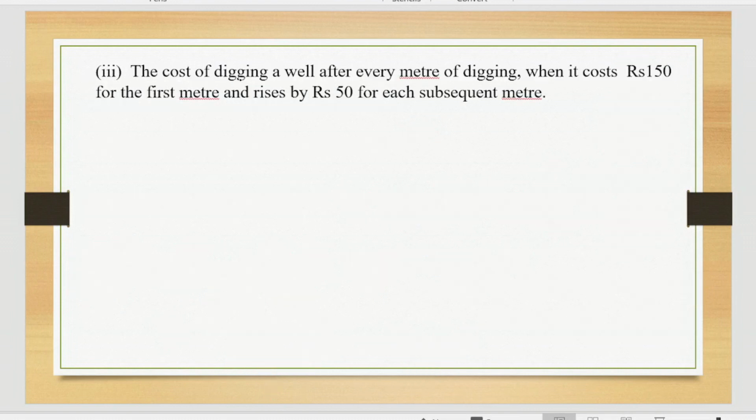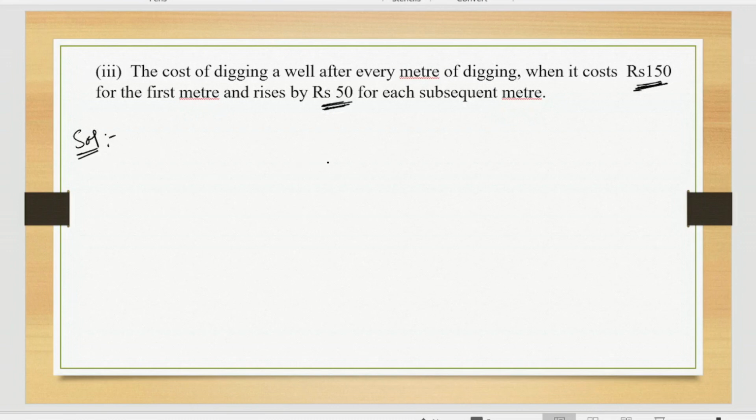The cost of digging a well: after every meter of digging, it costs rupees 150 for the first meter and rises by rupees 50 for each subsequent meter. So when we are digging a well, the cost for the first meter is rupees 150, and for every additional meter it costs rupees 50. Okay. So let us solve this question.